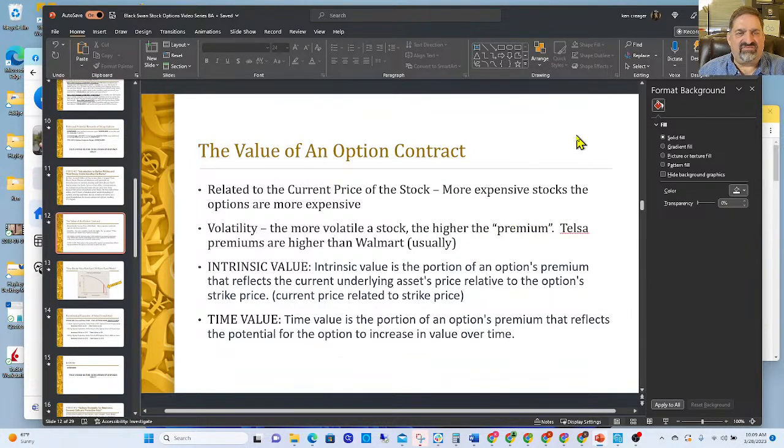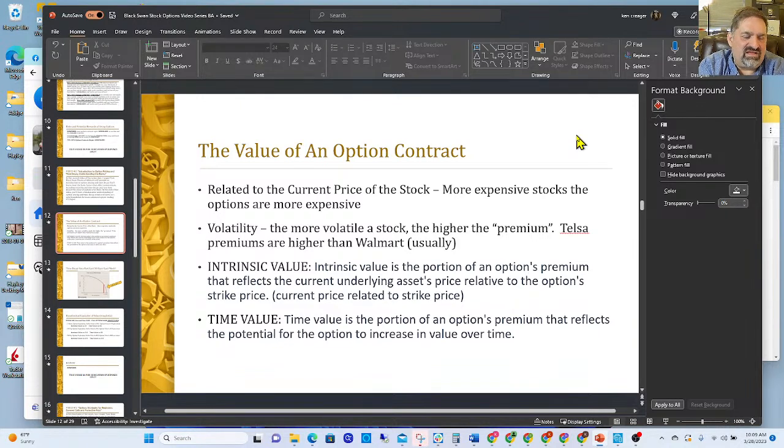So what goes into the value? These are the main things that affect the price of the options contract itself. Interest rates, I didn't write them down here, but it depends on the type of company, but interest rates seem to affect just about everything. But the options contract price is going to be related to the current price of the stock.